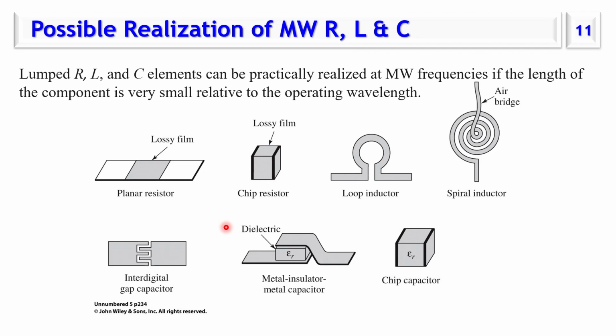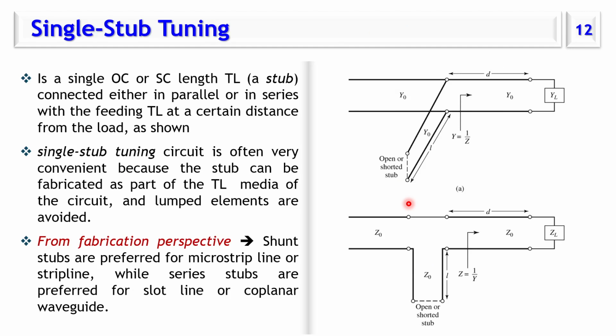Also, for your information, there are multiple different ways to realize microwave L, C, and R. For example, here this is a capacitor, we can put a planar resistor, we can put a lossy film, we can make an inductor. So there are multiple different ways to implement R, L, and C on microwave circuits.